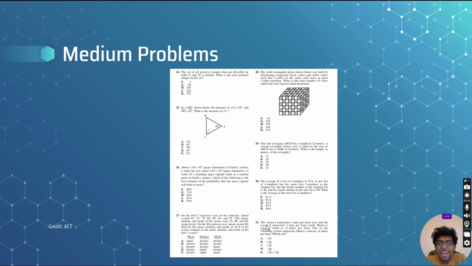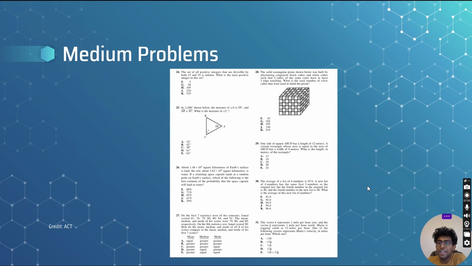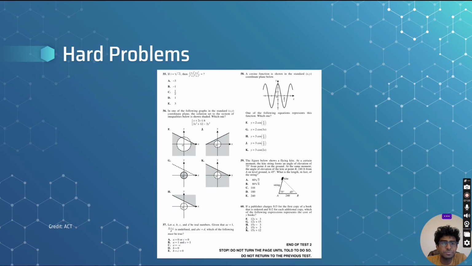My bad, guys, sorry. And then the last one, I is 1 mile per hour east, J is 1 mile per hour north, jogging south at 12 miles per hour, which would be the velocity. So south, north, right? If it's south, it's probably going to be the opposite of north, right? So you'd have your answer there. Okay, I'll pause here for a second for you guys to work through it, and then we will move on to the hard problems.